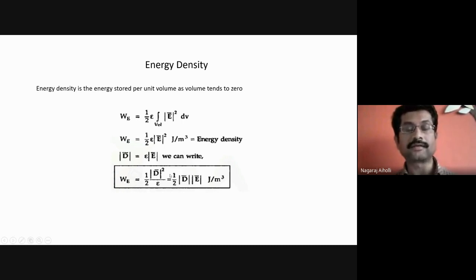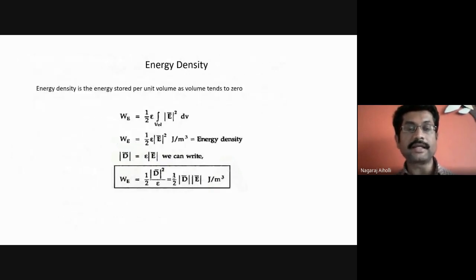Tell me how much you'll get. D square divided by D by E. Yes, students, how much are you getting? Tell me only this answer. D square divided by D by E. What is the answer?